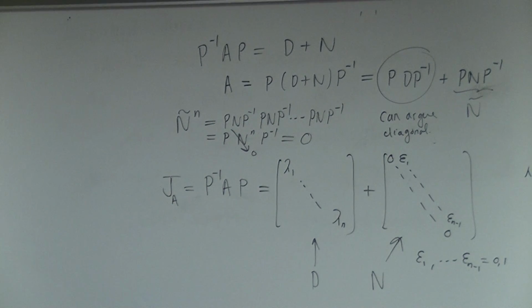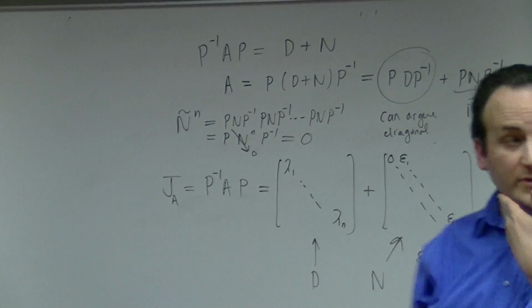So diagonal, what's the word? How do you call that? I don't want to say diagonalizability, I want to say diagonality. Yeah, maybe diagonality is preserved under similarity transformation. And nilpotence is preserved under similarity transformation.